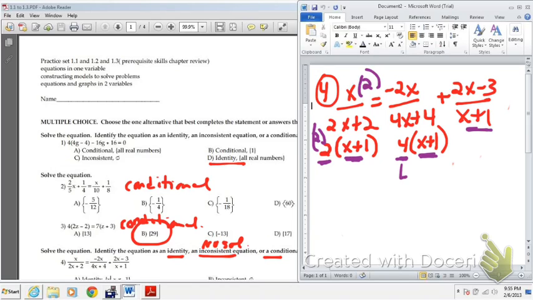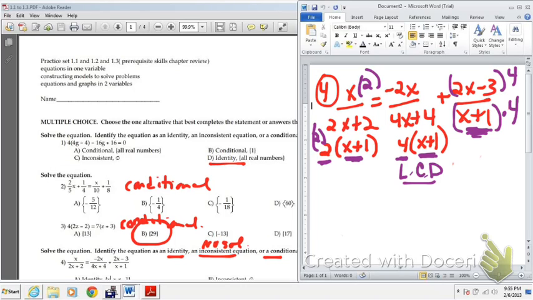So long story short, the LCD is this 4 times x plus 1. So you have to give the other fractions what they're lacking. For example, over here, he's got an x plus 1, but what's he lacking? He's lacking a 4, so give him a 4. But whatever you do to the bottom, you've got to do to the top. Okay, now the catch.